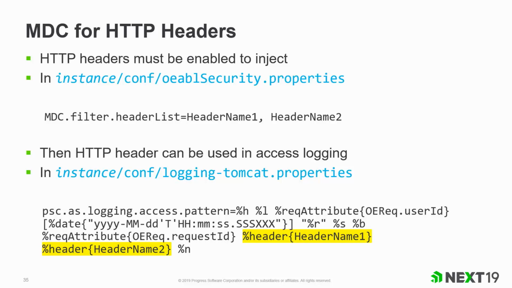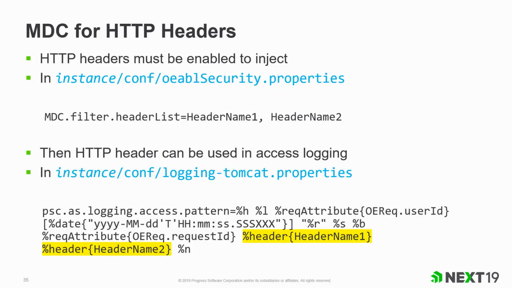Okay, so there's one little twist with configuring HTTP headers in MDC. They're all off by default. So if you want to inject a header, you have to turn it on first. You got to go to OEABL security properties and add it to a list. There's this list, MDC filter header list. And so if you want to add a specific HTTP header, make sure it gets in that list. Otherwise, it blocks all the headers.